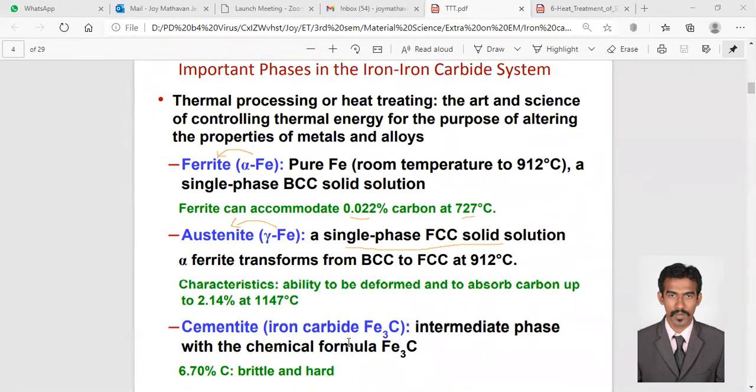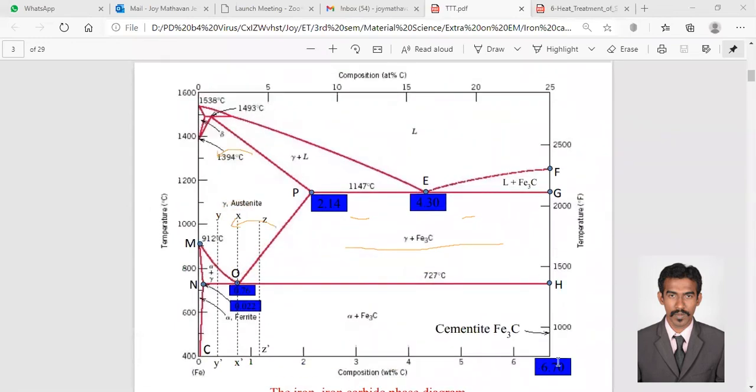6.7% carbon, brittle and hard, right? So here you see that 6.7% carbon is added with Fe, and it is hard and brittle. I told you if the hardness increases, then the brittleness will also increase. So this is hard and brittle.